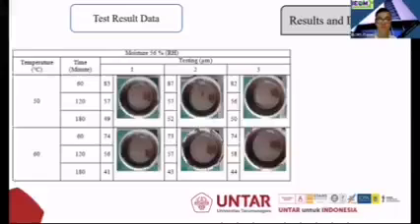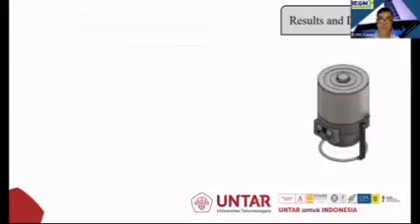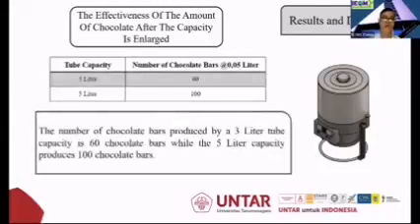Test result. With different temperature and time, the effectiveness of the amount of chocolate after the capacity is enlarged: the number of chocolate bars produced by a 3-liter tube capacity is 60 chocolate bars, while the 5-liter capacity produced 100 chocolate bars.